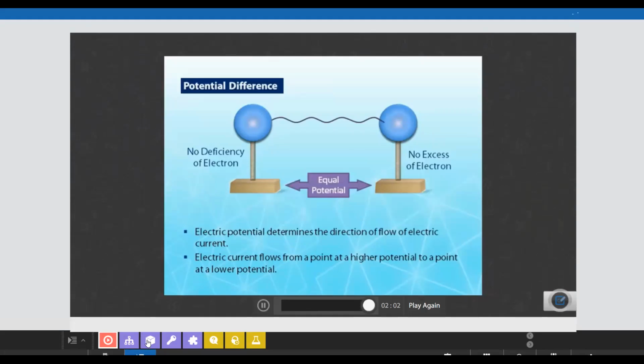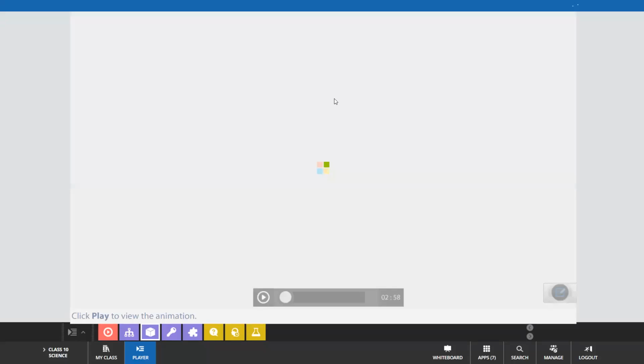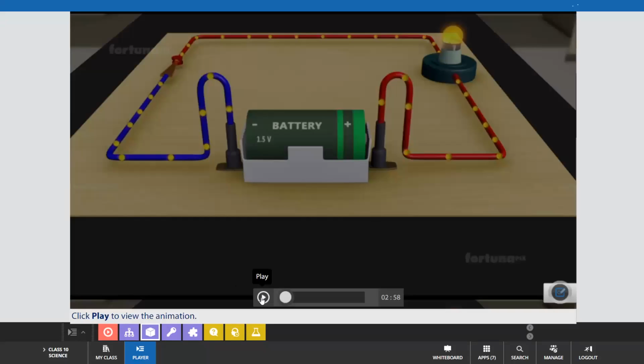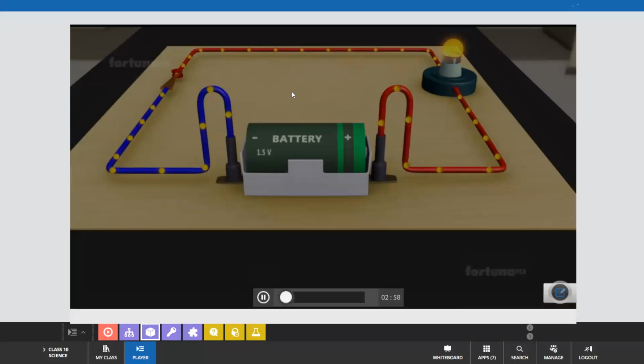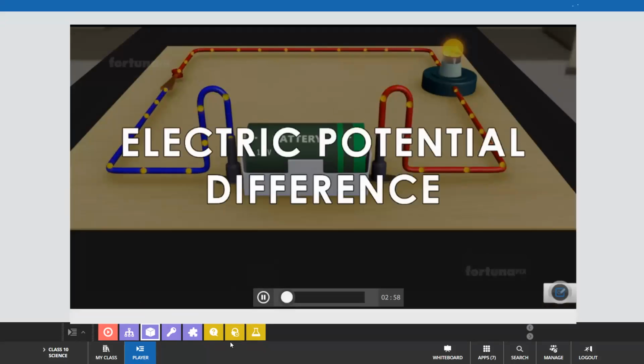So current and potential difference concept you understood, I think, after looking at the videos. Electric potential difference.